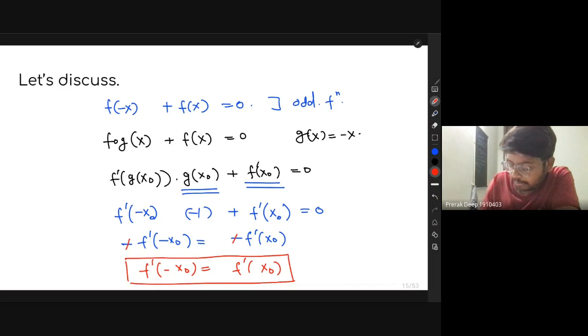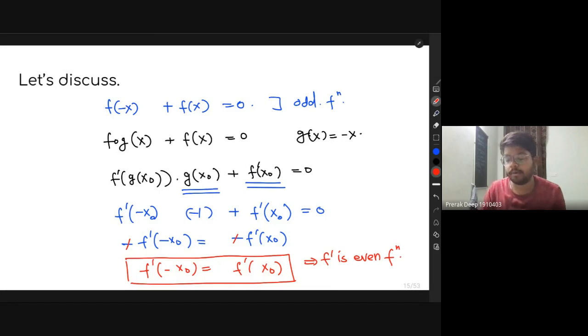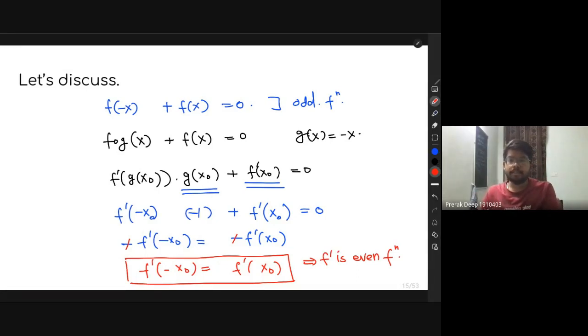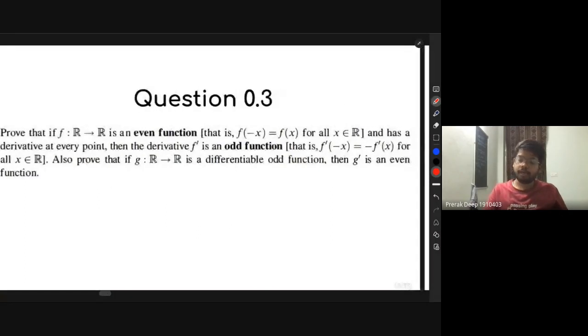Which means that f prime is an even function. So if you start with an odd function, you get an even function as its derivative. If you start with an even function, you get an odd function as its derivative. Okay, this is a simple question. I hope you guys have understood this part.